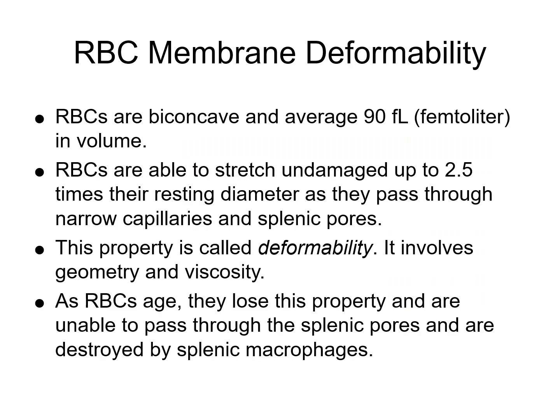Now, red blood cell morphology and volume. Red blood cells, as mentioned before, have a biconcave disc shape, which helps to optimize surface area for gas exchange. The average red blood cell volume is about 90 femtoliters. This shape also contributes to flexibility and efficient flow through the microvasculature. For red blood cell deformability, red blood cells can stretch up to 2.5 times their resting diameter without any damage. This ability allows them to squeeze through narrow capillaries and splenic pores.